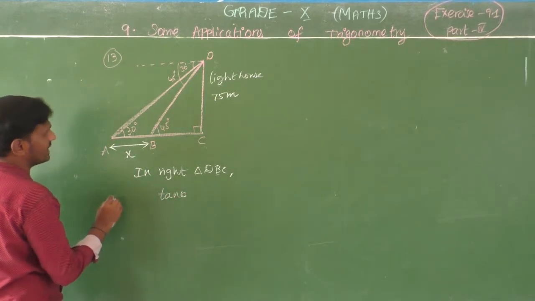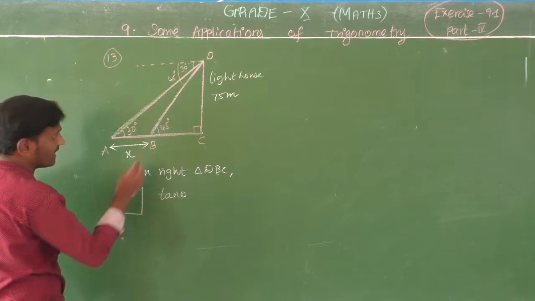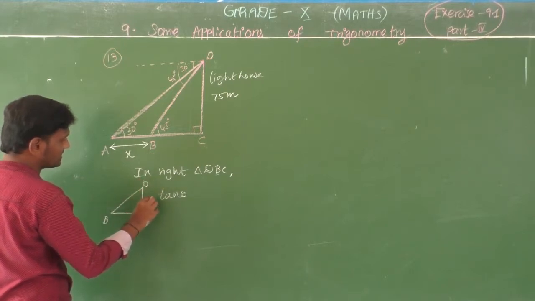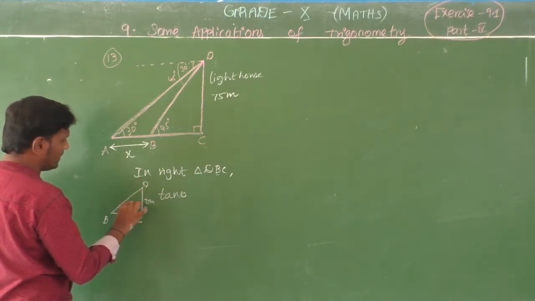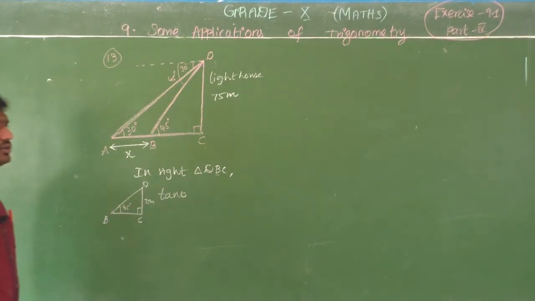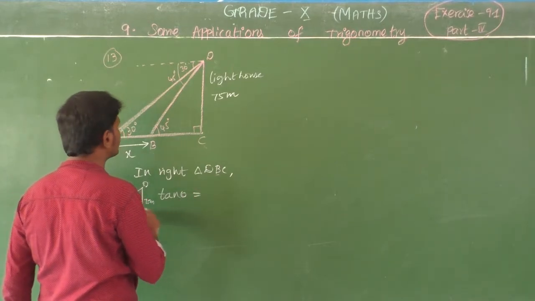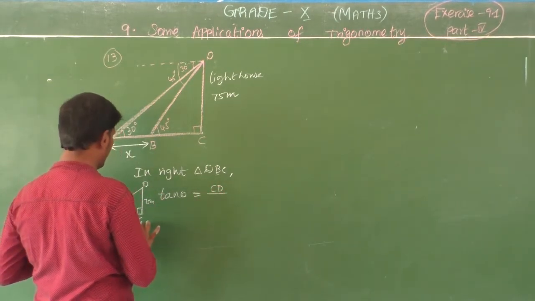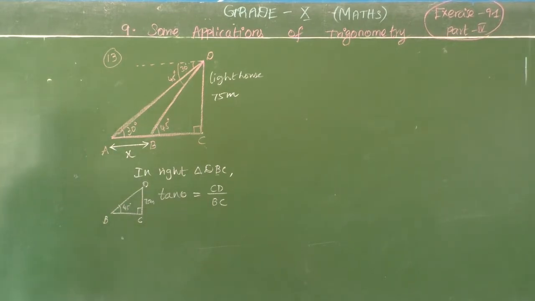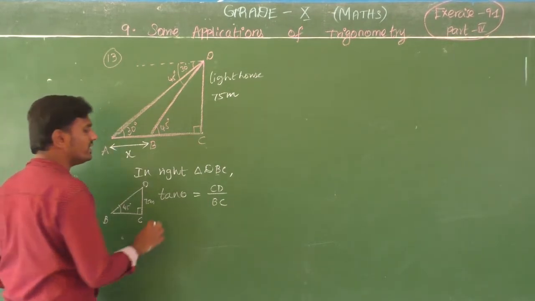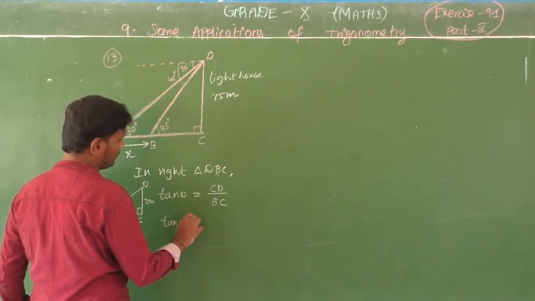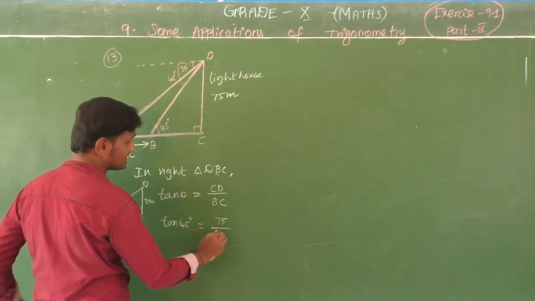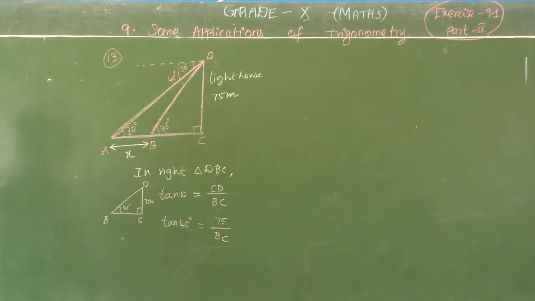And before that, I will give you that particular diagram, separating it from the above figure. That is BCD. So here CD is 75 meter and the angle is 45 degree. So here also I am taking tan theta, which is equal to opposite side divided by adjacent side. Here the opposite side is CD and the adjacent side is BC. Now what is the angle? 45 degree, yeah. Okay. So tan 45 degree is equal to the opposite side, 75 meter, divided by the adjacent side, which you don't know, so take it as the same thing, BC.